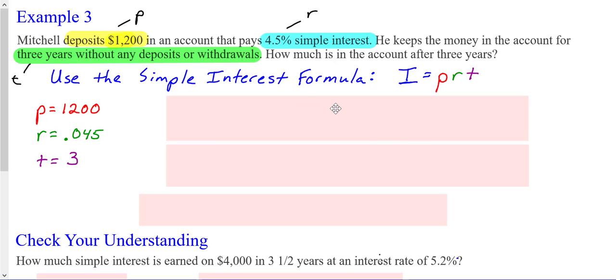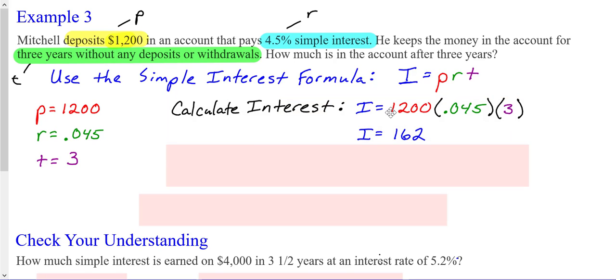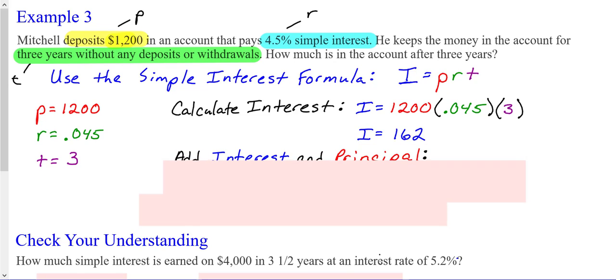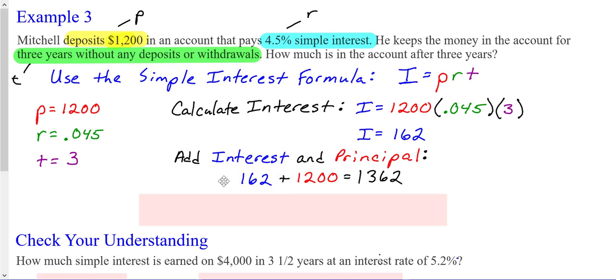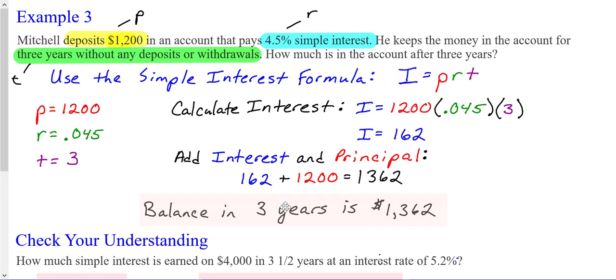We fill in our formula with the amounts we identified for our variables and solve, and we find that Mitchell would earn an interest of $162. The next thing we need to do is add the interest and the principal, because we've earned that interest. It is now ours. When you add the interest, 162, to the principal amount of $1,200, we now have $1,362. So the balance in 3 years is $1,362.